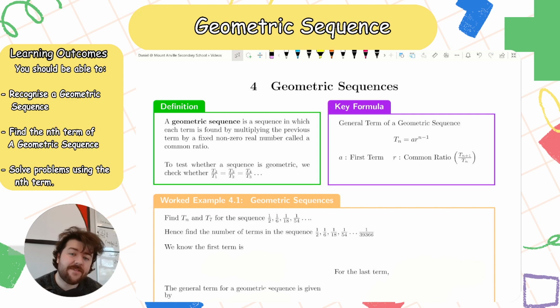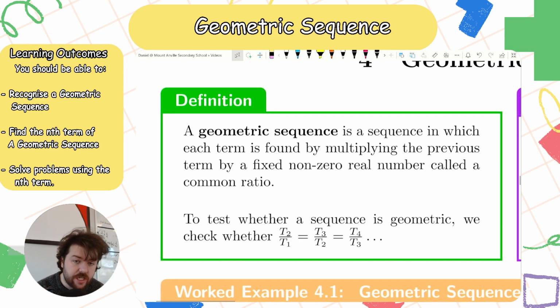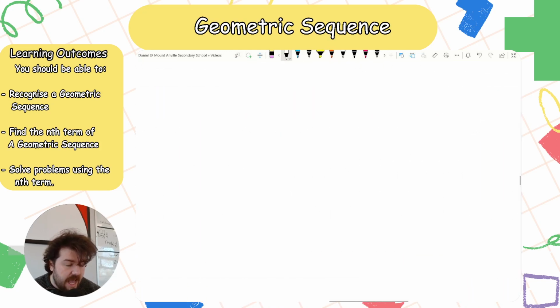Hello everyone. In this video we are looking at geometric sequences. So what is a geometric sequence? A geometric sequence is a sequence in which each term is found by multiplying the previous term by a non-zero real number called the common ratio. To check whether a sequence is geometric, we divide each term by the term before it.